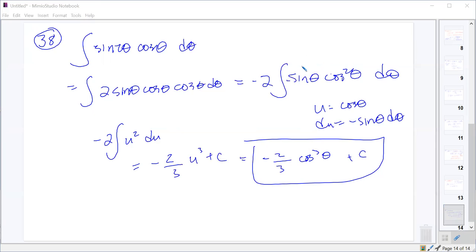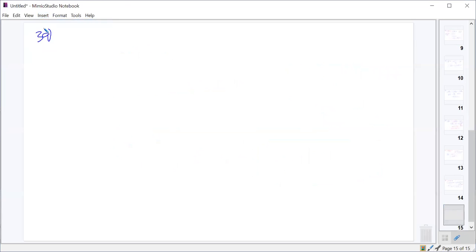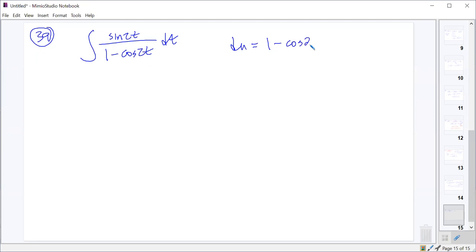All right, 39 is the next one someone asked for. So 39, we got sine of 2t over 1 minus cosine 2t dt. This one's just another u sub. So we notice that the derivative of the denominator is very similar to the numerator. So we'll let u equal 1 minus cosine 2t. And du will be the derivative of that. The derivative of the 1 goes away. Derivative of negative cosine 2t becomes positive 2 sine 2t.